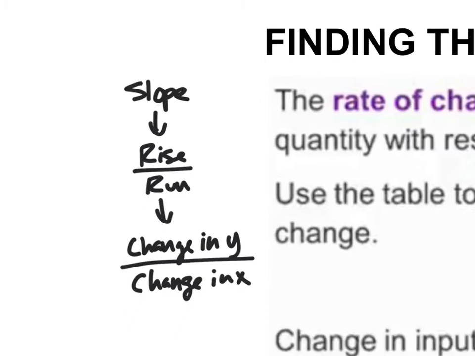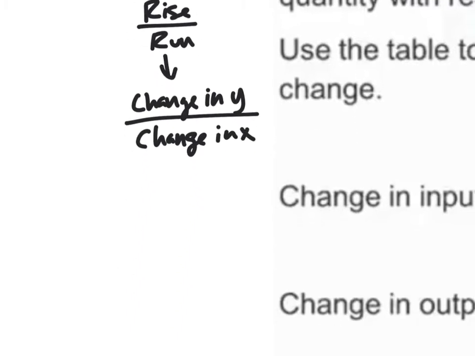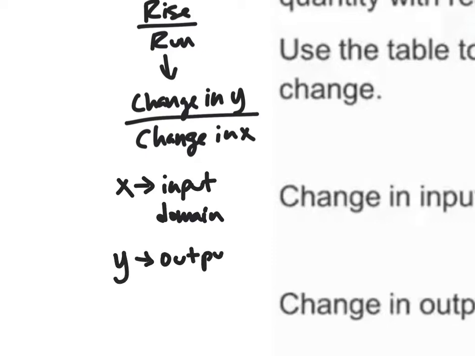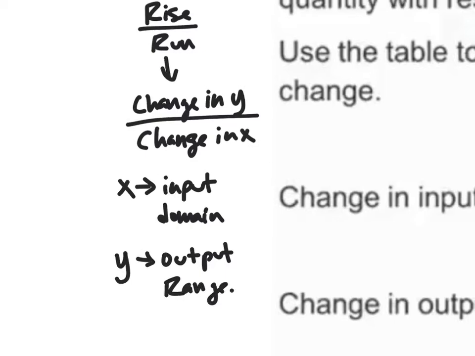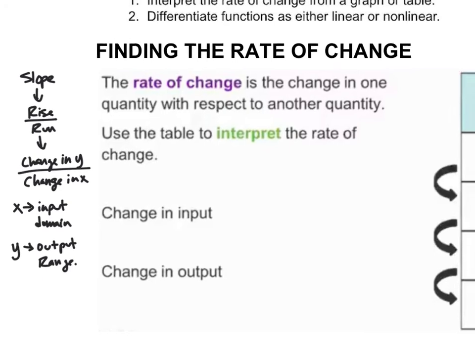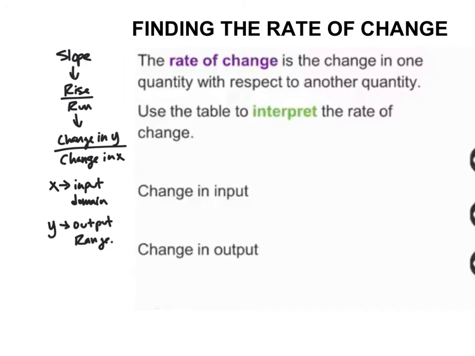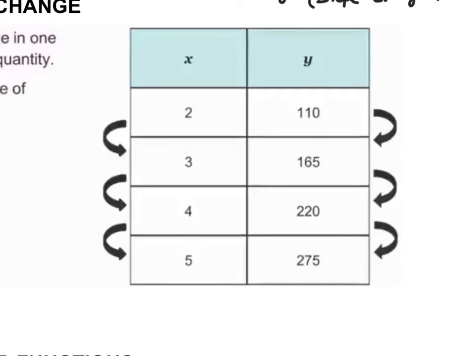A couple of other things to remember. Remember that x is another word for input. We also use the word domain. Y is a term that we use for the word output, and we use the word range as well. So just so you know that we have those. All right, so what I want to do is talk about the changes in this table.